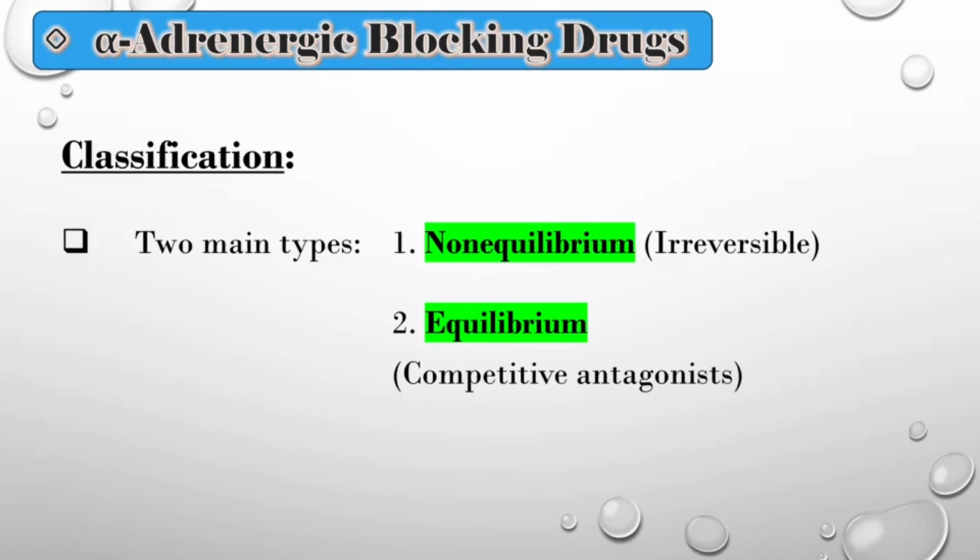Next, come to the point, antiadrenergic drugs. Antiadrenergic drugs are classified into alpha adrenergic blocking drugs and beta adrenergic blocking drugs. Now let's move to antiadrenergic drugs. The first group is alpha adrenergic blocking drugs, which are classified into two main types: non-equilibrium, which is irreversible, and equilibrium, competitive antagonist.